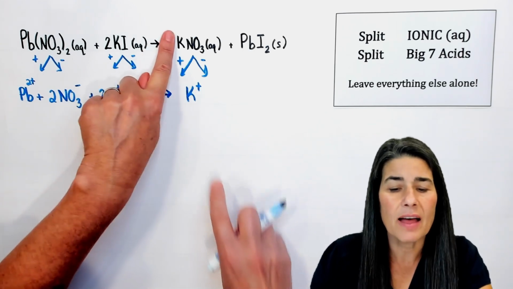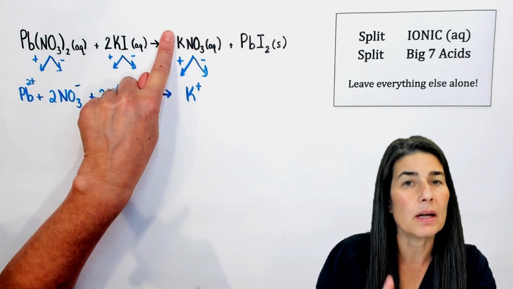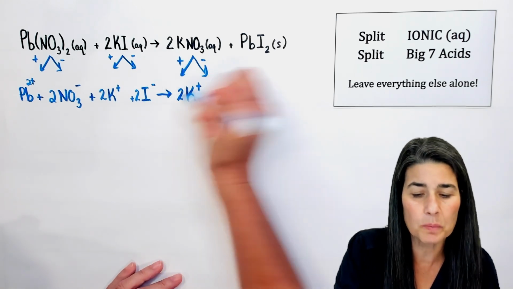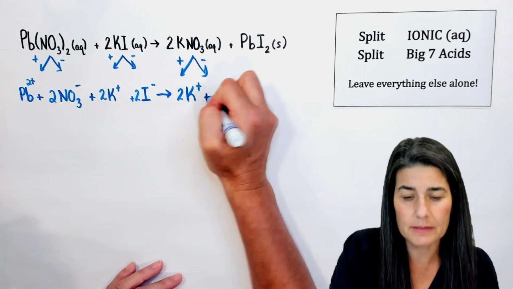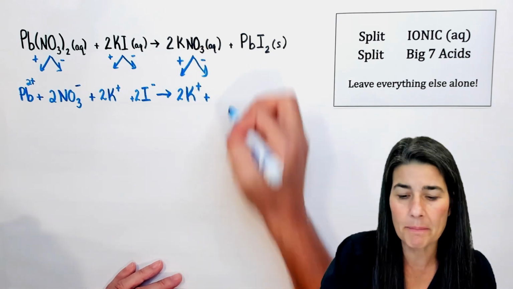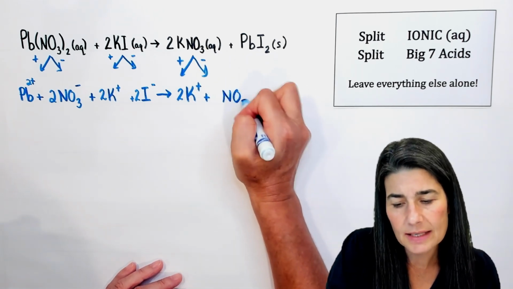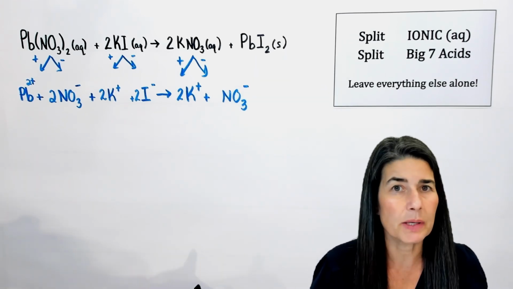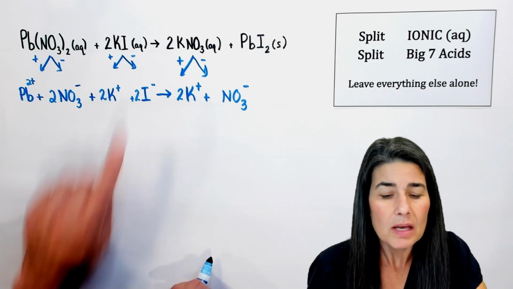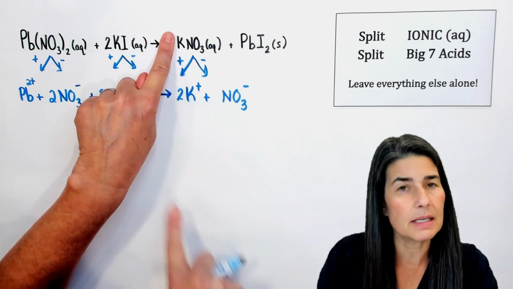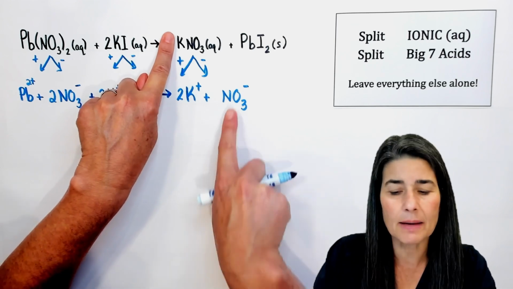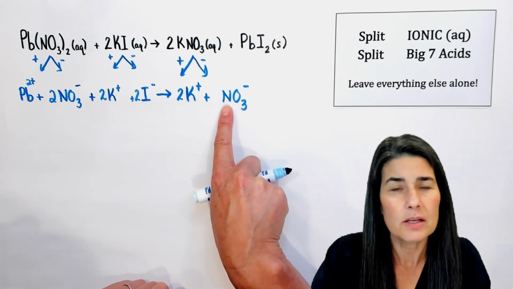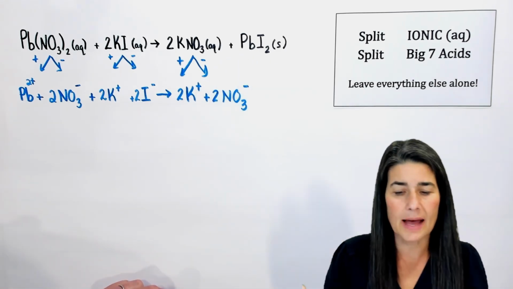Now, I've got from each potassium nitrate 1 potassium, but if I have 2 potassium nitrates, I have 2 potassiums. Plus, nitrate is going to be my minus piece. Nitrate is an NO3 with a minus charge. Now again, this is probably one of the easiest things to mess up on. If you had 1 potassium nitrate, you would get 1 potassium and 1 nitrate, but you have 2 potassium nitrates, so you're going to get 2 nitrates out of that.